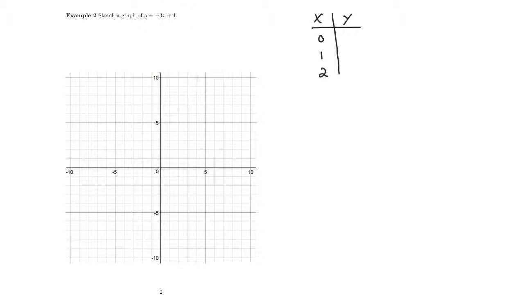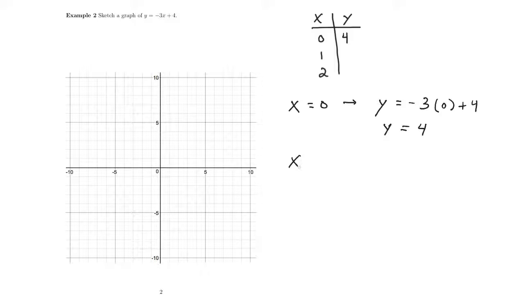All right, so let's start with x is 0. If I plug that into my equation, again, it's set up really nicely to do this. I have negative 3 times 0 plus 4, and when I simplify this, I just get 4, and I'll place that right here. I'm going to do that for, you really only need 2 points, but I just want to try it for a couple.